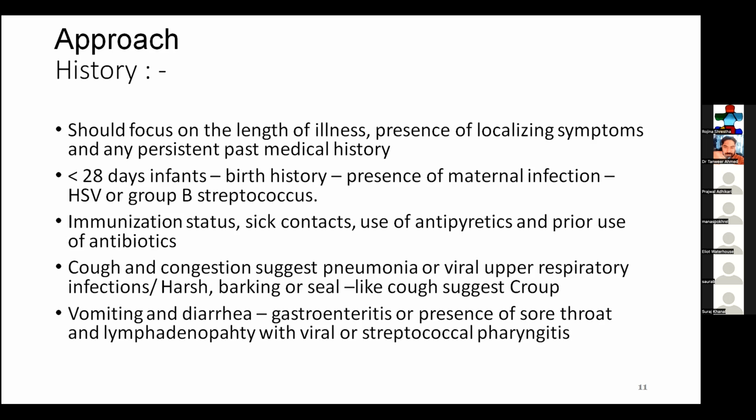Also cough and congestion suggest pneumonia or viral upper respiratory infection, or a harsh or barking, seal-like cough suggests croup or viral laryngotracheobronchitis. Also vomiting and diarrhea are related to gastroenteritis, or the presence of sore throat or lymphadenopathy with viral or streptococcal pharyngitis. So it may present with vomiting and diarrhea.